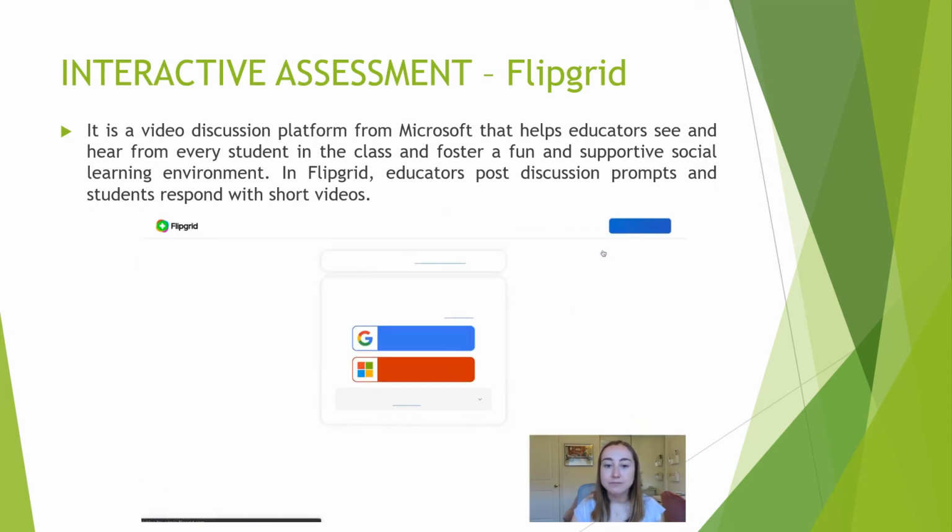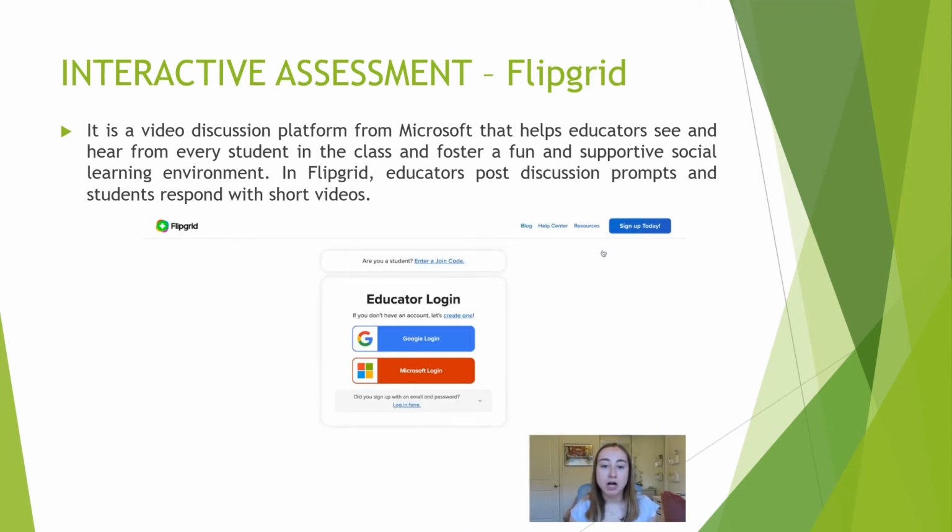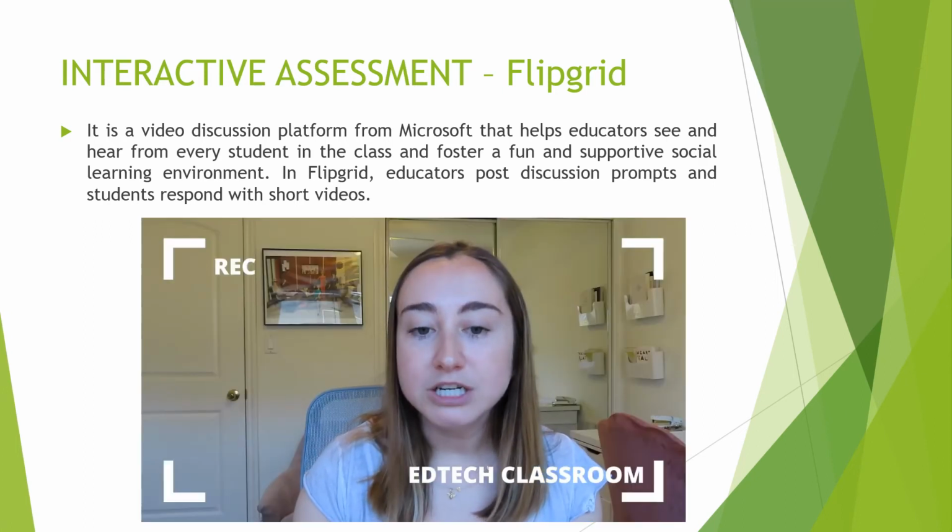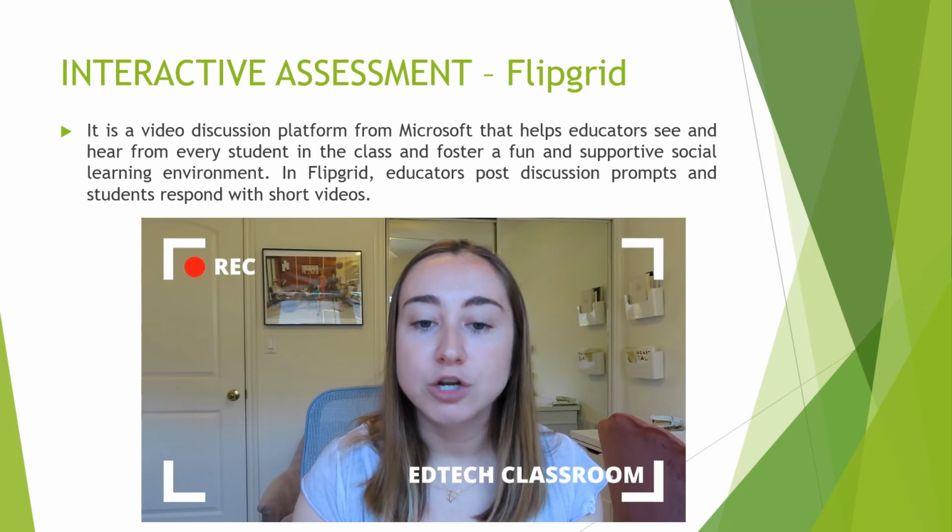Now there are 3 different ways that you could log into your Flipgrid account. If you logged in with Google when you created your account, you'll want to click on this button that says Google Login. If you logged in with Microsoft, you'll want to click this option that says Microsoft Login. And then lastly, if you signed up for an account with an email and a password, you'd click this button here to log in. I logged in with Google, so I'm going to go ahead and click on Google Login.